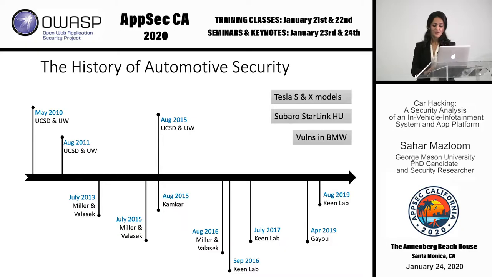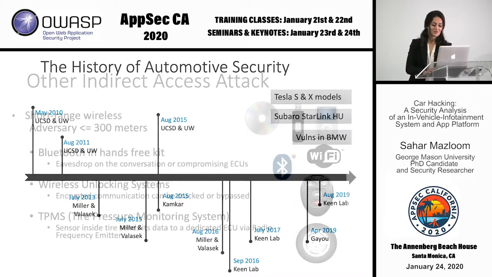There are other follow-up researches that I'm not going to cover, with respect to the time. I cannot go over the details of them, but they are pretty interesting as well. Some researchers did research on Tesla Model S and X, presented at different conferences. Subaru Starlink was similar to the head unit exploit. And the recent work presented at DEF CON 2019 showed vulnerabilities in BMWs.